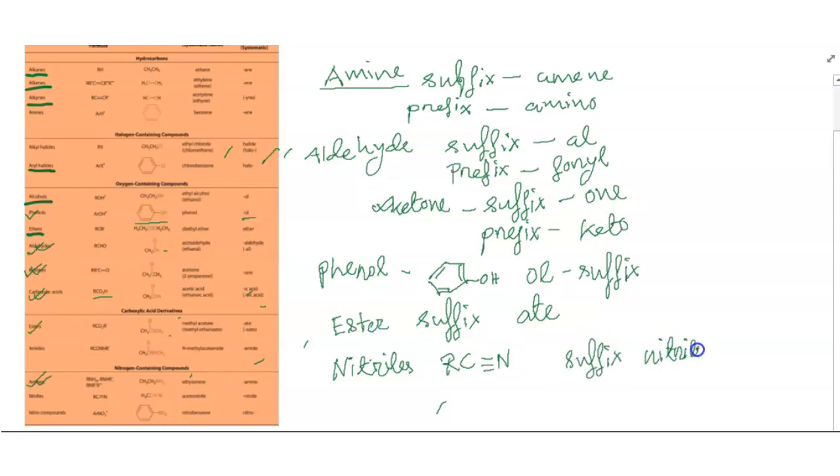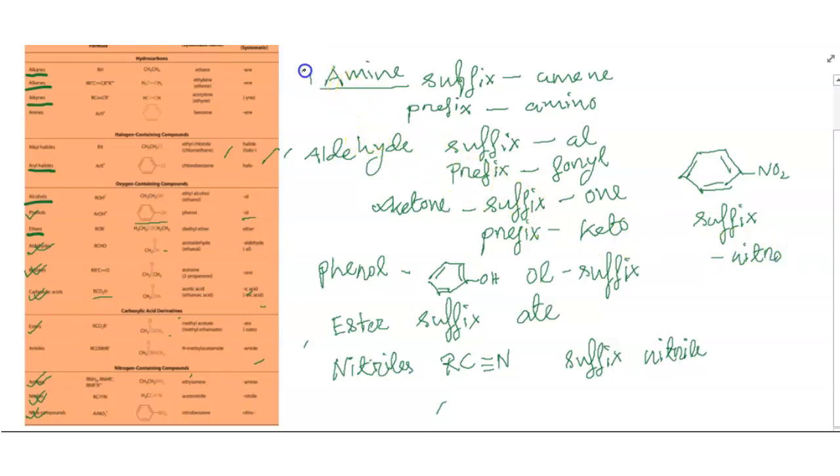So friends, you have to remember all the prefixes and suffixes I have already discussed. Here is some list, and nitro compound. This is the nitro compound, NO2. The prefix is nitro. So this is my total discussion.